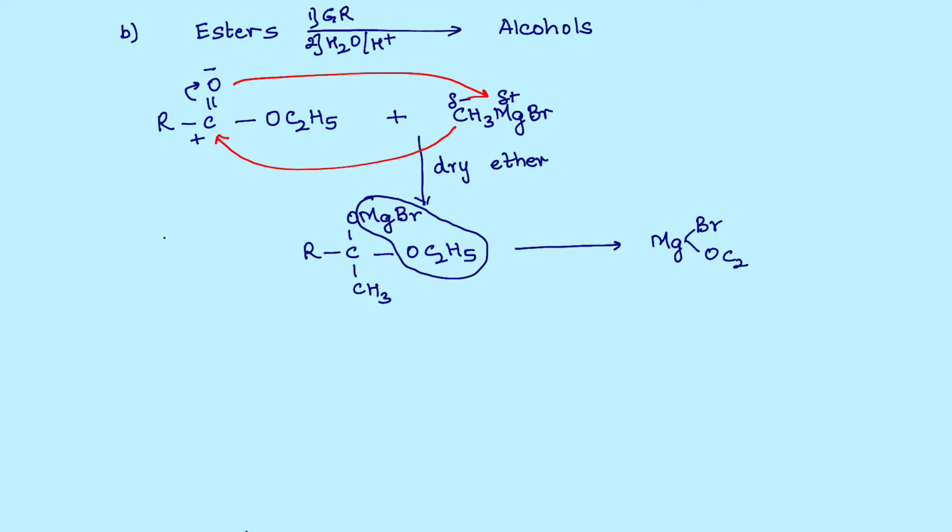MgBrOC2H5. What are we left with? Let's see. Start writing from here. R, C. So of course the electrons of the oxygen, because they are no longer bonded to magnesium, where will they go? Yes, it is going to share the electrons with the carbon. So we will have over here R, C, double bond O, CH3.